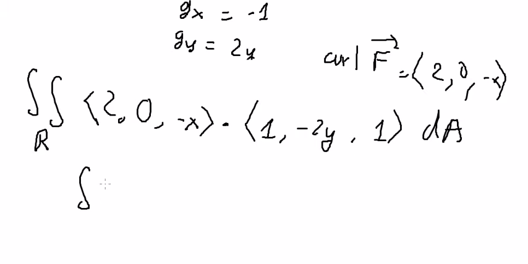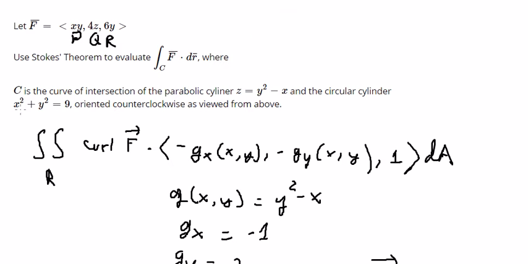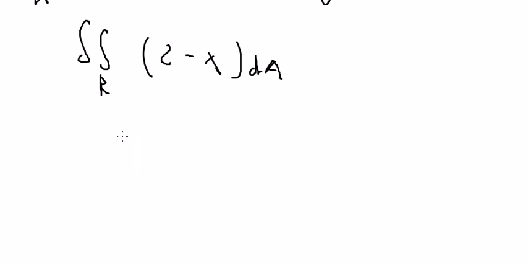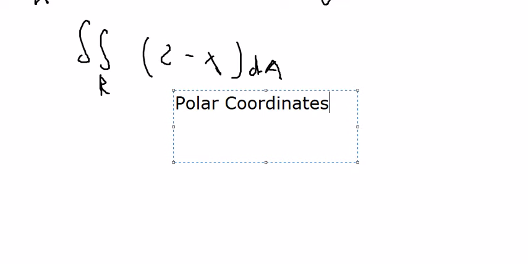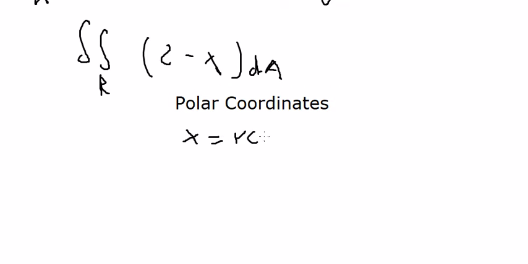So we have number 2 go to number 1, 0 to negative 2y, and negative x with number 1. So we get 2 minus x dA. Next we have the circle in here, so we can change to polar coordinates. x we get r cosine theta, and dA we can change to r dr d theta.